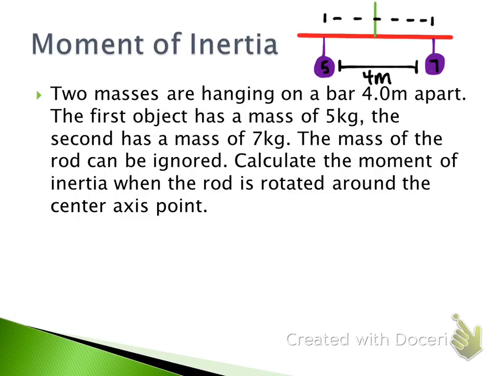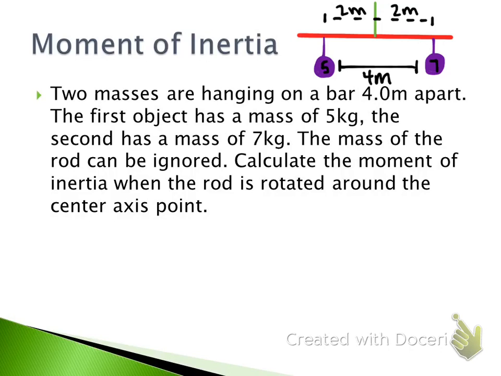Calculate the moment of inertia when the rod is rotated around the center axis point. So that means our axis is right here in the center, which means how far are each of these masses from the axis point? 2 meters. So our radius for each of these would be 2 meters. Since these objects don't have the same mass, we have to solve for the moment of inertia for each of them on their own, and then we can add those two together.